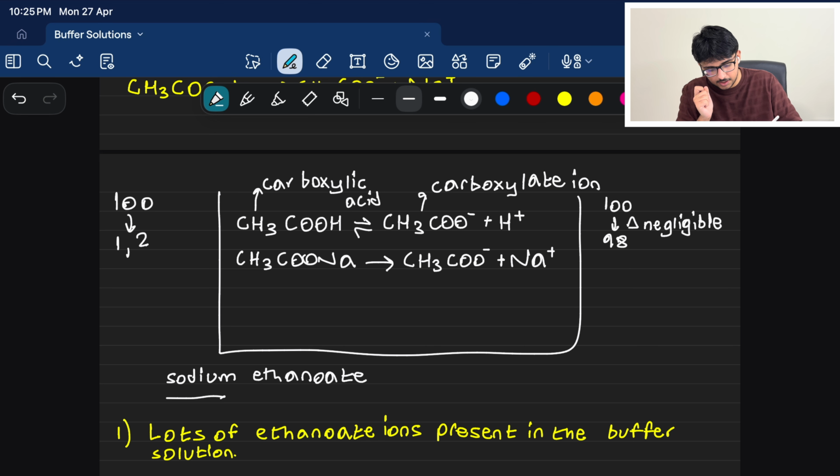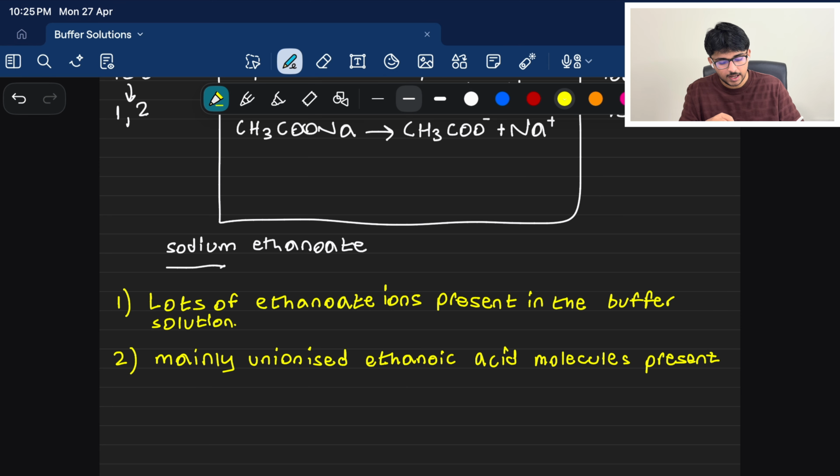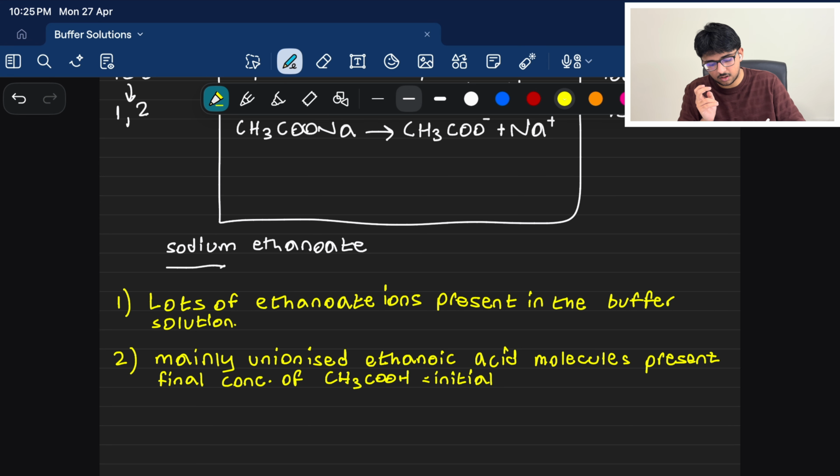So you have lots of mainly unionized ethanoic acid molecules present. And remember, we said that the change is negligible, meaning that if, let's say in the questions that we do later, the question is asking you to find out the final concentration of CH3COOH, you don't need to worry about it because it's the same thing as the initial concentration of ethanoic acid way before you started making the buffer solution, because only one or two of these dissociate.